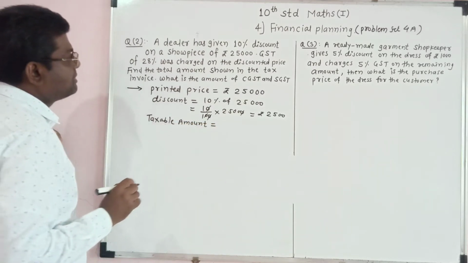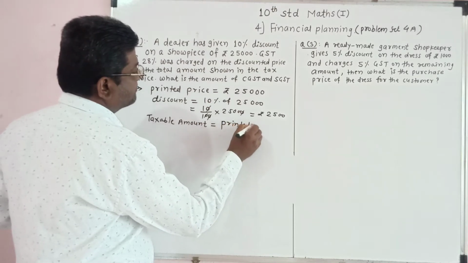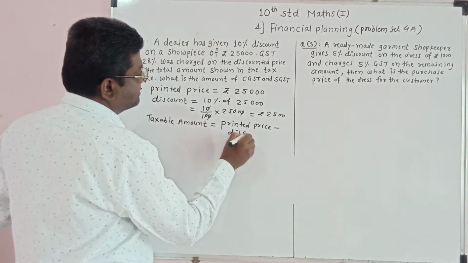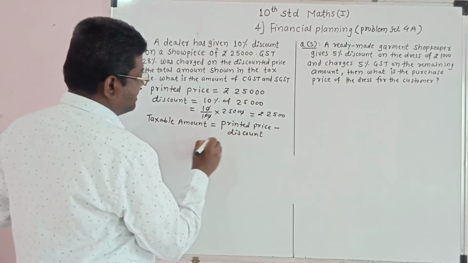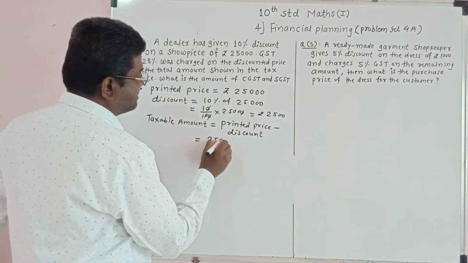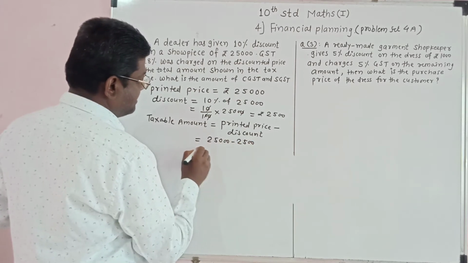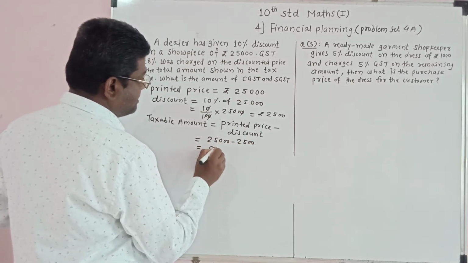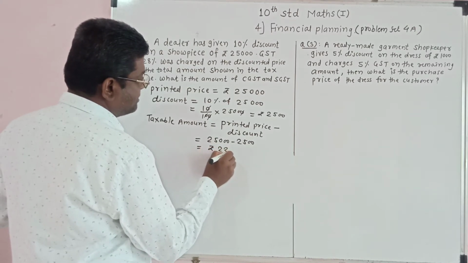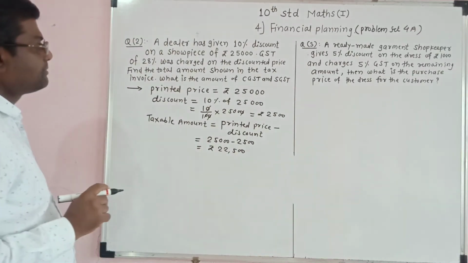Now the taxable amount is equal to printed price minus discount. Printed price is 25,000 minus 2,500, so it is equal to 22,500 rupees. 22,500 is the taxable amount.